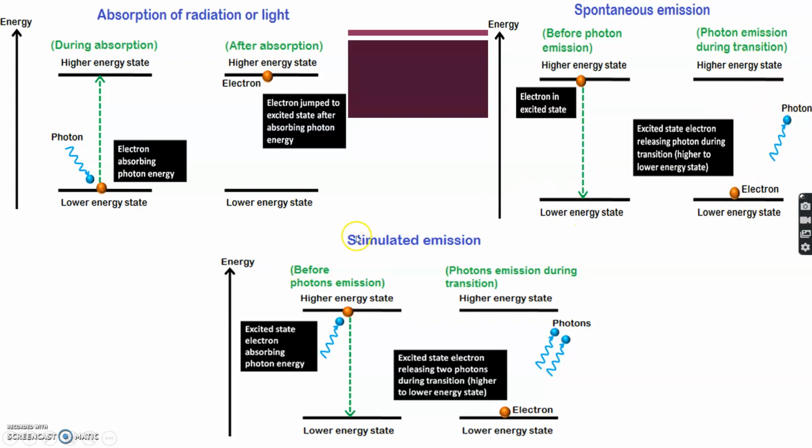In stimulated emission, the electron is in the higher energy state, that is, its excited state, before photon emission. The excited state electron absorbs photon energy, and during the transition the excited electron releases 2 photons from the higher energy state to the lower energy state. So this defines the 3 processes involved with laser. Please go through them once again.